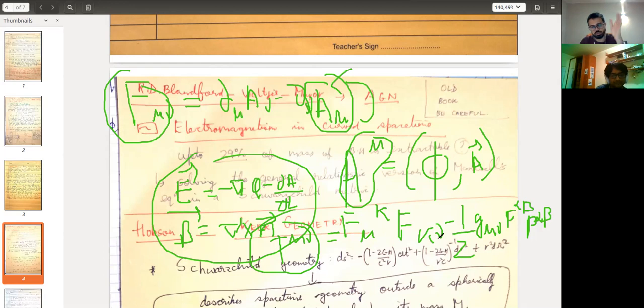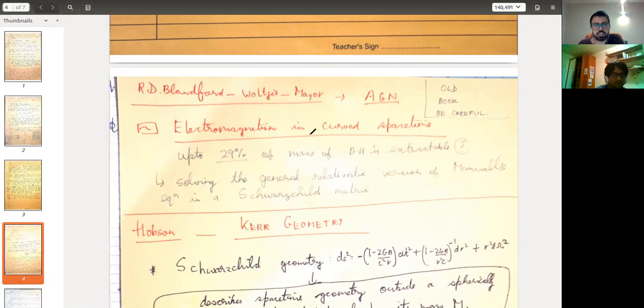So this F mu nu together is called the stress energy momentum tensor of the electromagnetic field, which has the electromagnetic tensor like this. If you put this on the right hand side of G mu nu equal to T mu nu and solve the system, what does this physically represent? It says that there is a curved space time, and the energy content present in the space time is an electromagnetic field. This is what Blandford and Znajek solved.